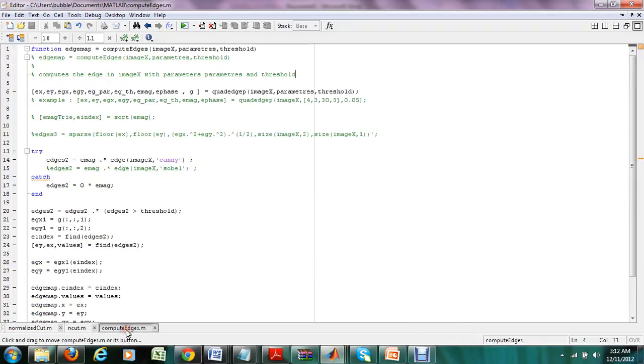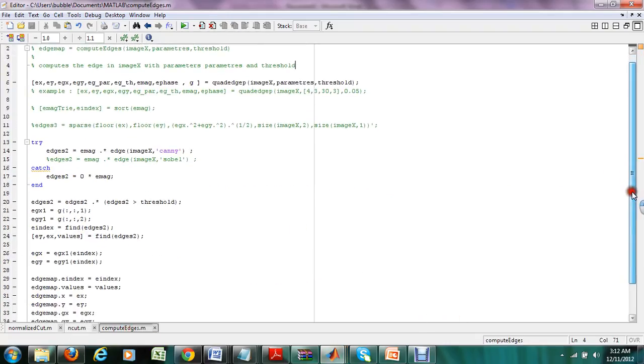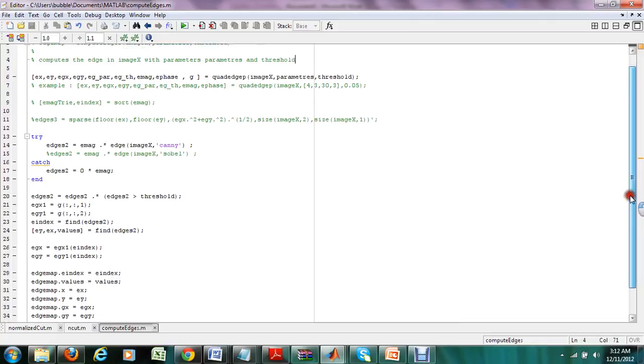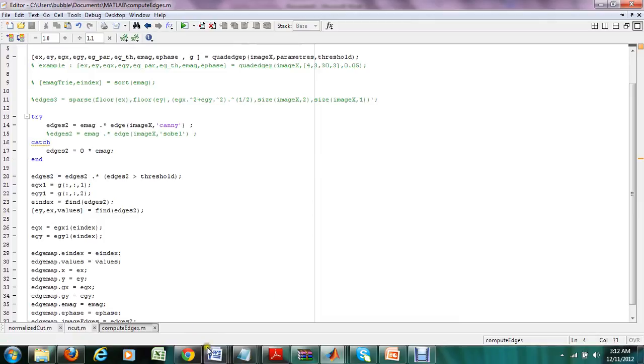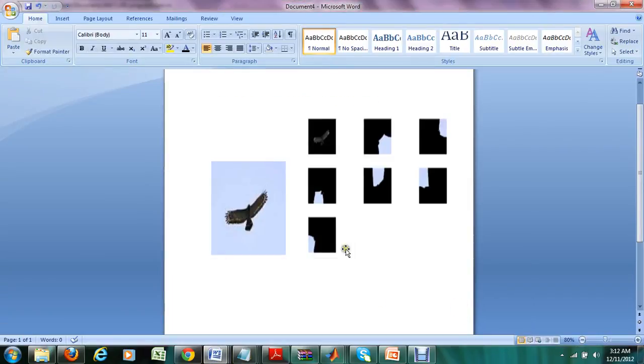The program that was written was to find the edges. This was done based on parameters like threshold, and this was done on a figure of an eagle, which gave us 7 different segmented figures, of which the first row and the first column figures, if combined together, give us the whole original image back.